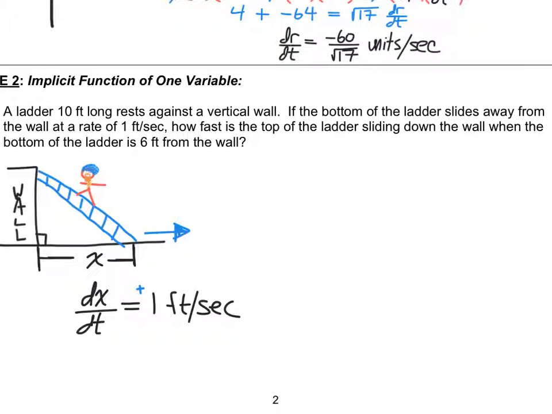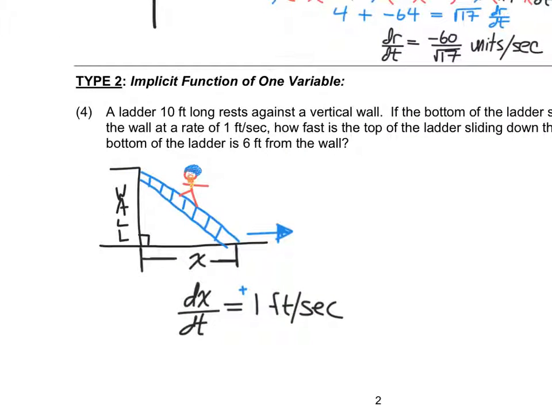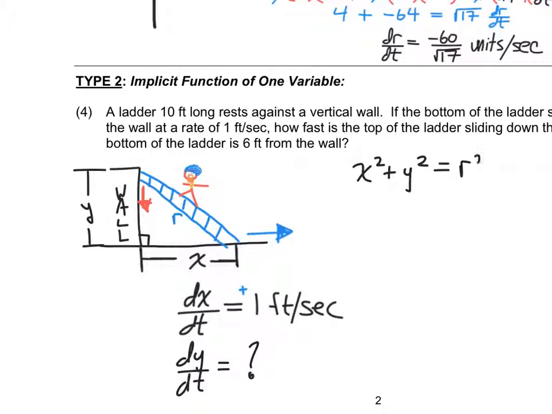So anyway, how fast is the top of the ladder sliding down the wall? Okay, so let's define the vertical distance as y. The ladder is going in the downward direction. In which case, dy/dt is completely unknown. That's what we're looking for. And they told us the length of the ladder overall is 10 feet. I don't want to draw it on a ladder because the diagram looks so great. But what we're looking at is a Pythagorean relationship. I'll just tuck a little r in here so that we could say that x squared plus y squared is equal to r squared.